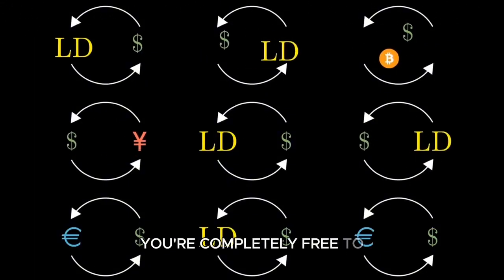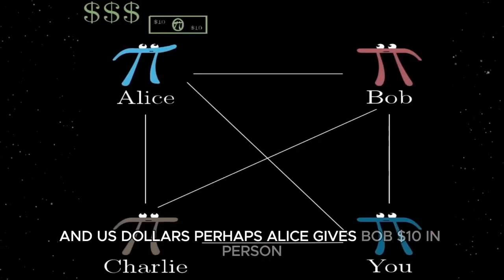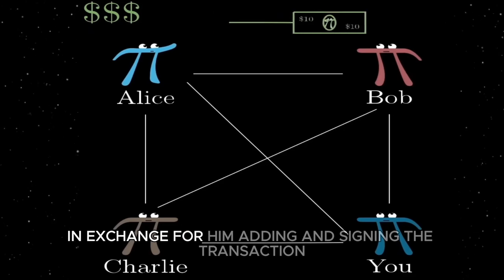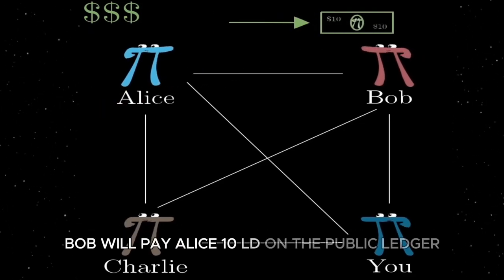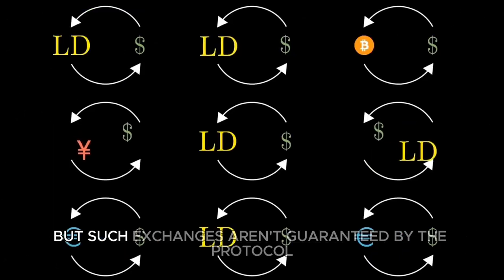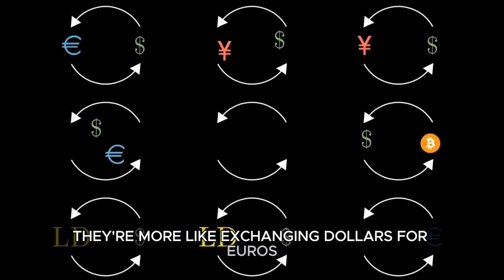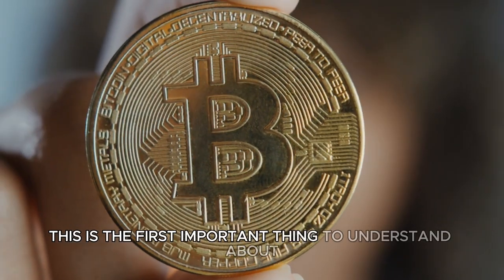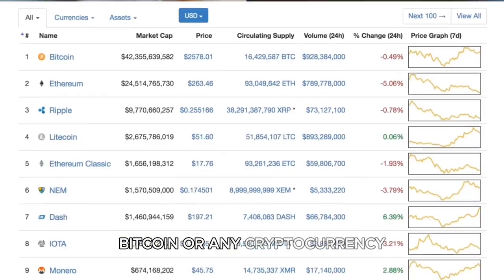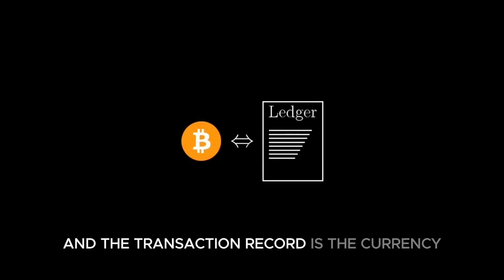You're completely free to convert between ledger dollars and US dollars. Perhaps Alice gives Bob $10 in person in exchange for him adding and signing the transaction. Bob will pay Alice 10 LD on the public ledger. But such exchanges aren't guaranteed by the protocol. They're more like exchanging dollars for euros or any other currency in the market. This is the first important thing to understand about Bitcoin or any cryptocurrency. It's really just a ledger, and the transaction record is the currency.